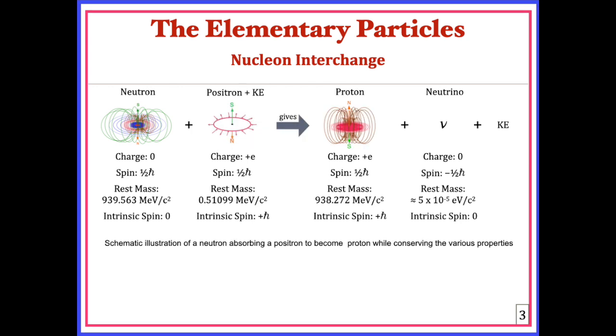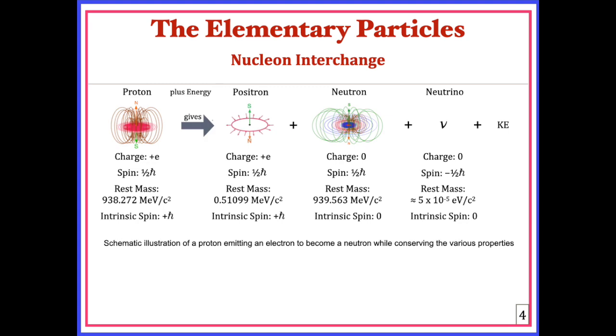That is not the only way protons and neutrons can interchange. This illustrates a positron being forced into a neutron to convert it to a proton, while conserving other properties, including spin, intrinsic spin, and charge. The neutrino associated with a positron has +1/2 h-bar. The electron neutrino is associated with an anti-electron.